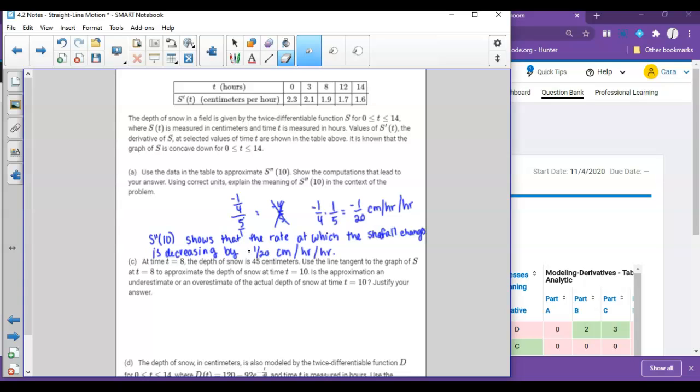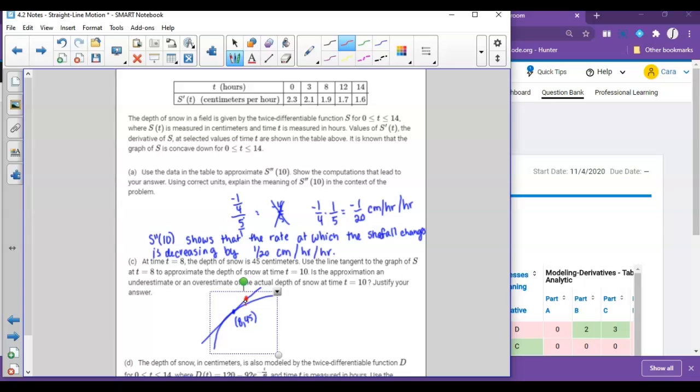For C, at time t equals 8, the depth of the snow is 48 centimeters. Use the line tangent to your graph. I'm just going to do this really quickly. It tells us this graph is concave down. And we know right here at 8, we have 45, so this is the point (8, 45). If we can find a tangent line here, 10 wouldn't be too far away. So it wouldn't be exactly the value you'd have at 10, but it'd be close.